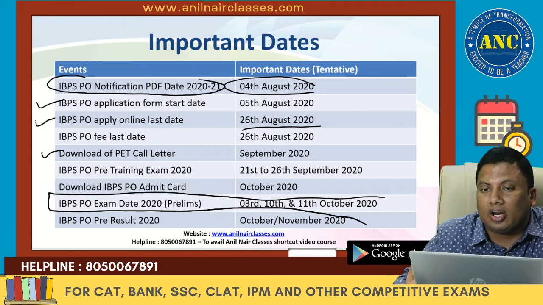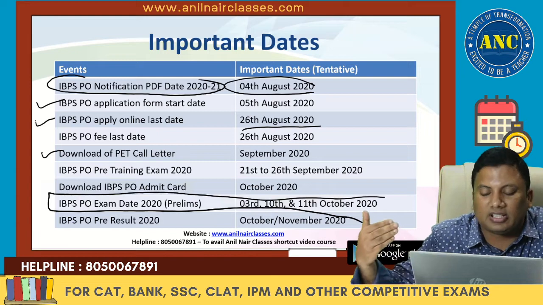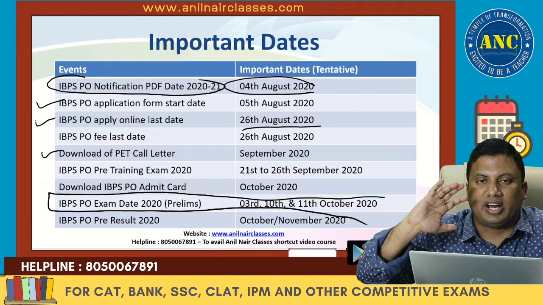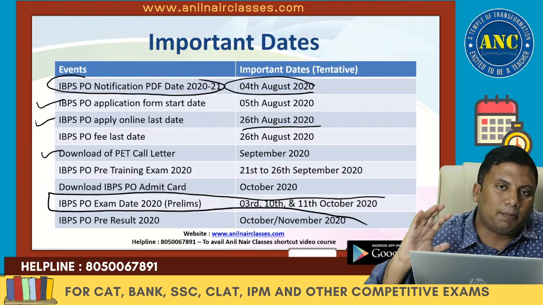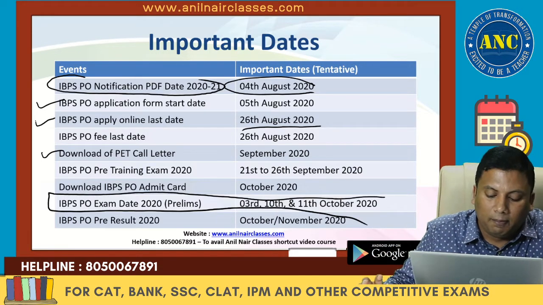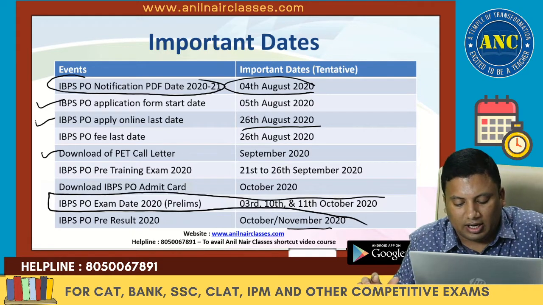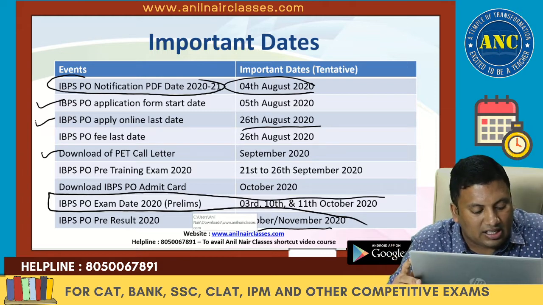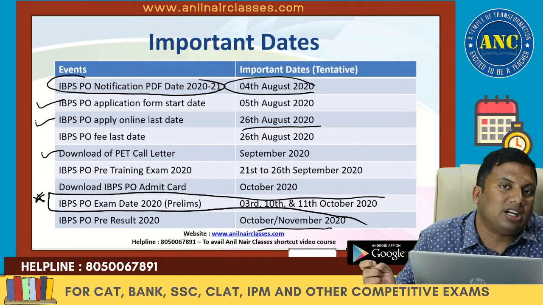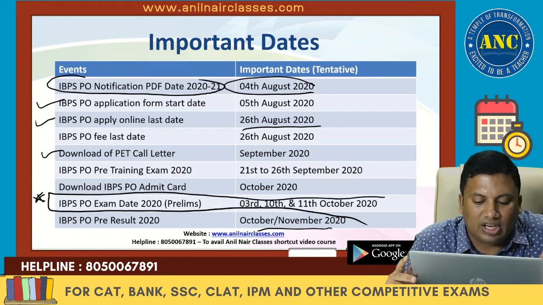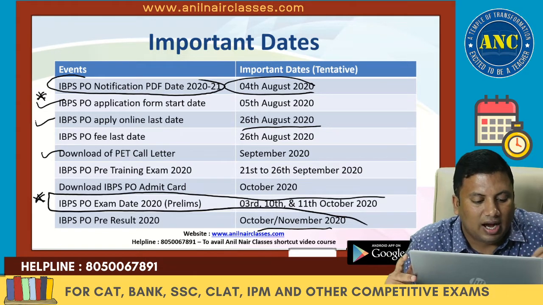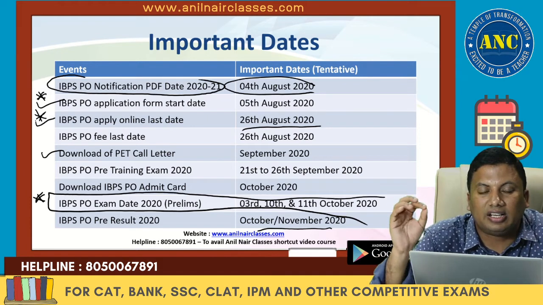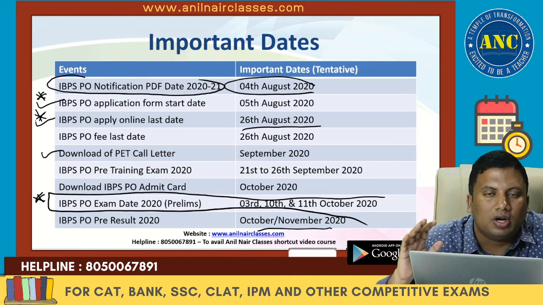That means we are on August 4th, August to September, September to October. 2 months time is there. In 2 months you have to study very sincerely and clear the preliminary cutoff so that you will get into the mains examination. Results will come in October or November 2020. Remember, the application form starts on 5th August and the last date is 26th August. Almost 2 months of time is there.